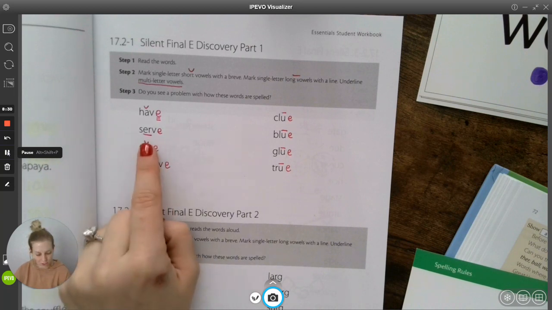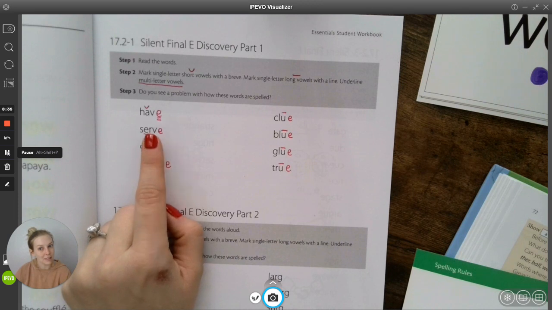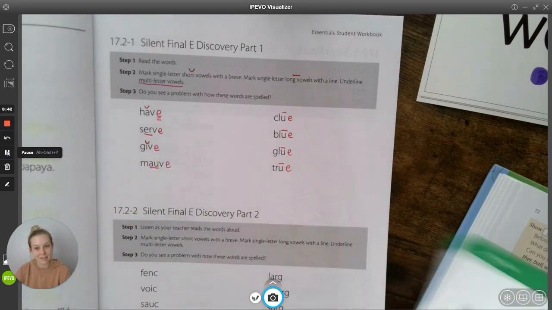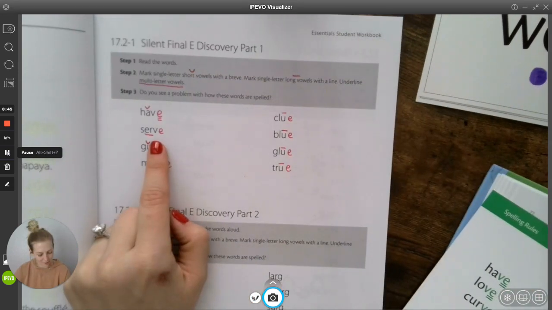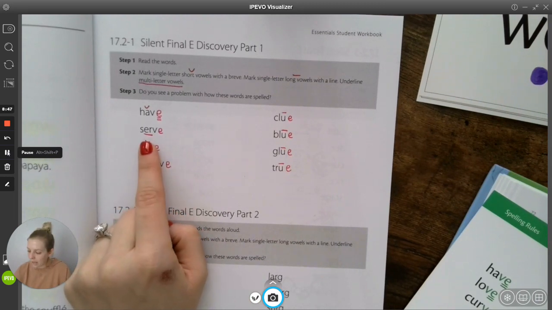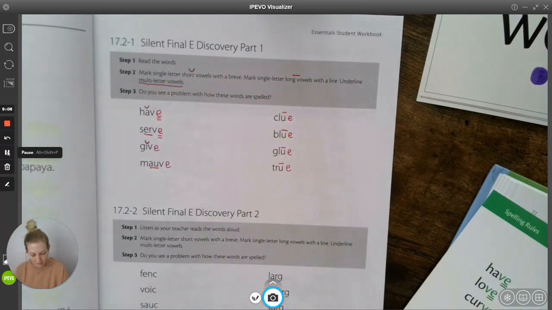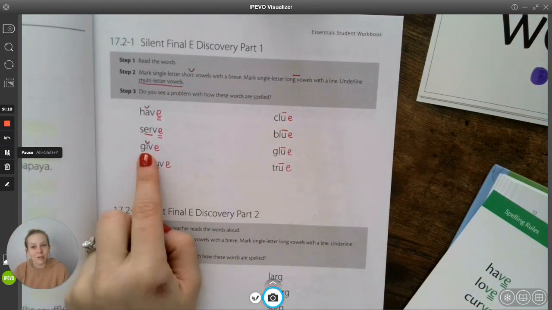All right, let's look at serve. Why is there a silent final E in serve? What do we have there? English words do not end in V or U, and we have a V there. And what kind of vowel is in serve? ER. What kind of vowel is that? An R-controlled vowel. So how will we mark serve? We underline ER, which we already did, and then we're going to double underline silent final E. What about give?